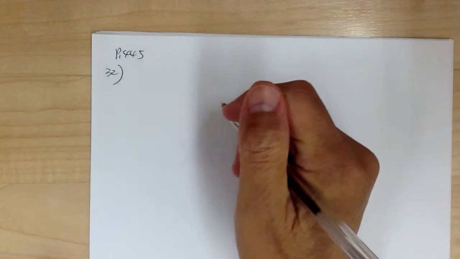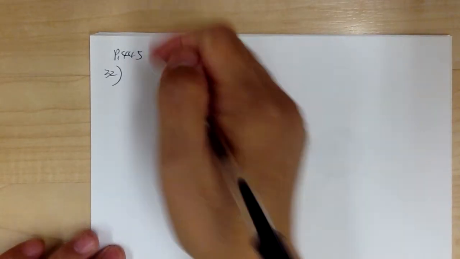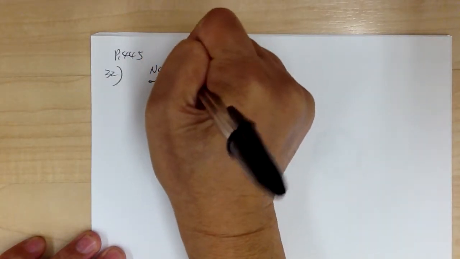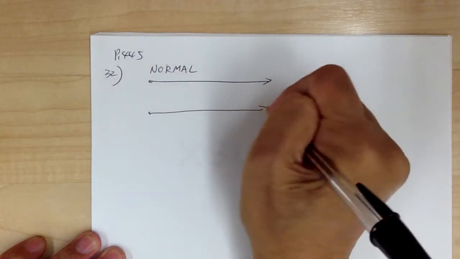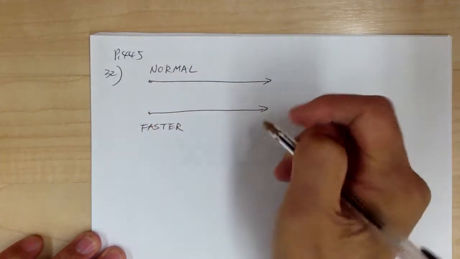So you can read through the problem. So you have the normal speed and the faster speed. Okay, so this is the normal, and you have the faster speed. Okay, again, let's go and read.